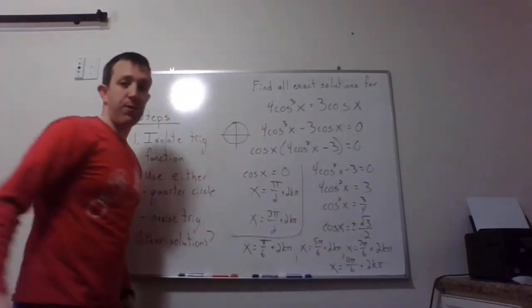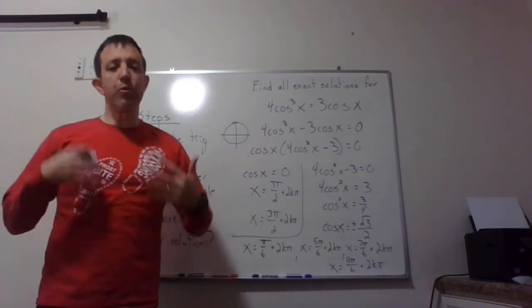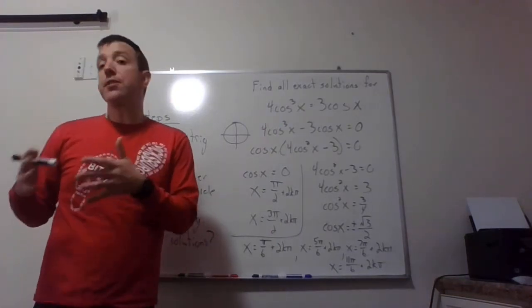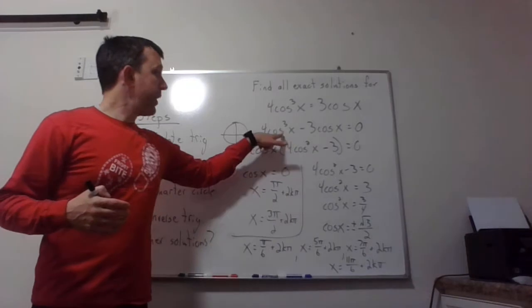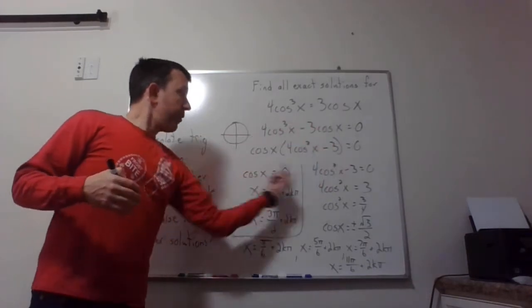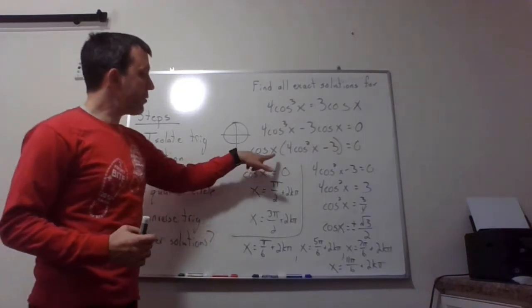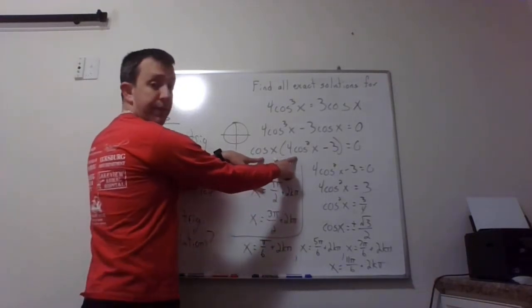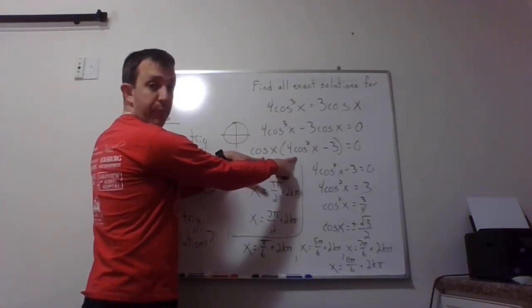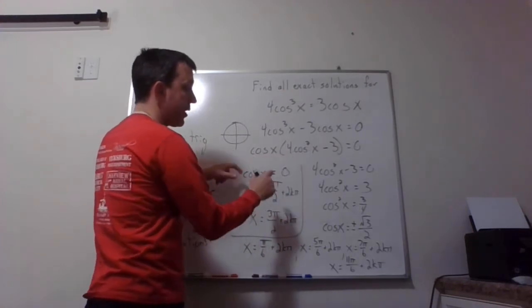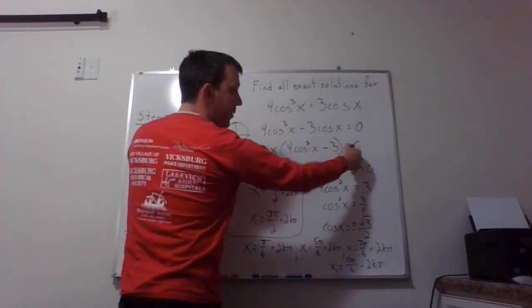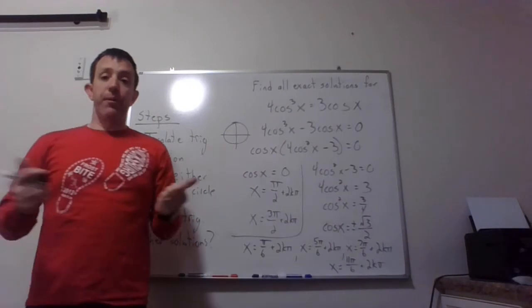I pulled out one of those cosine x's. We're really treating cosine x here just like we would a variable, right? If this were x cubed and an x, you could pull the x out of it. Here we're pulling out a cosine. The good news is once we do that, we have it in factored form, which will allow us to split this equation up. Because we have 2 things that multiply together to be 0, we can pull them apart.